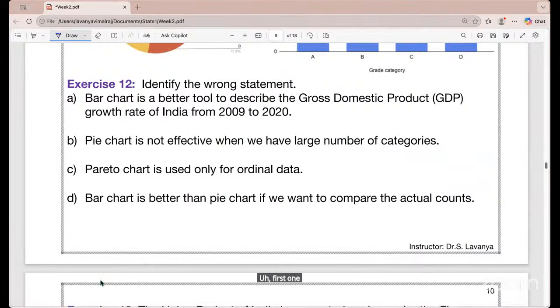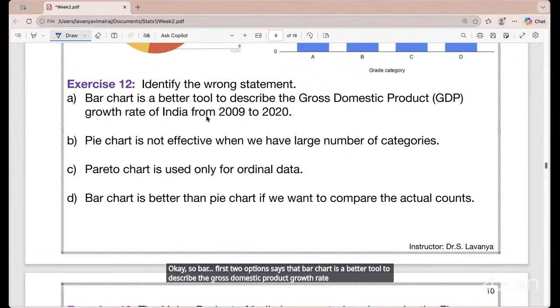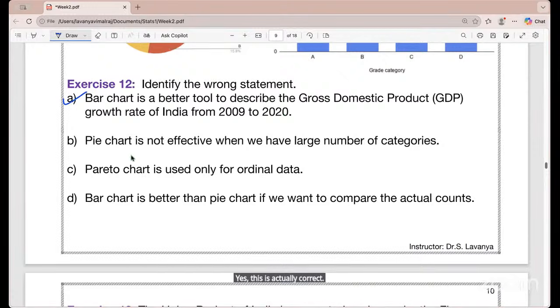First one. Option C is incorrect. The first option says that a bar chart is a better tool to describe the gross domestic product growth rate of India from 2009 to 2020. Yes, this is correct. Pie chart is not effective when we have a large number of categories. Is that true? Yes, that is true. Pareto chart is used only for ordinal data. That is wrong, an incorrect option.